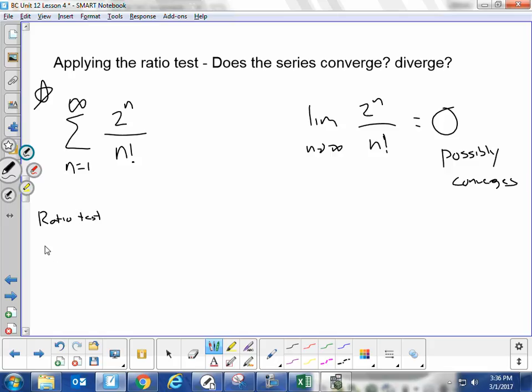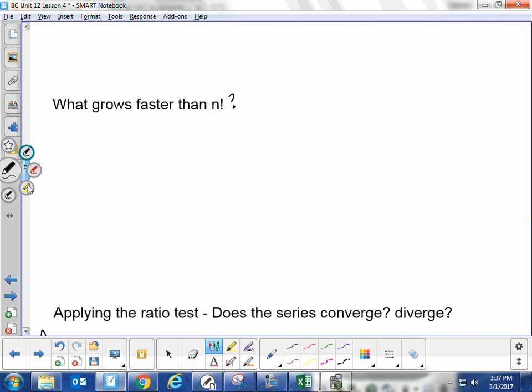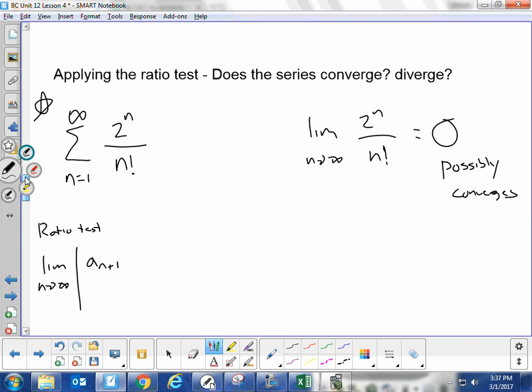We are going to see if the limit as n approaches infinity of the absolute value of a to the n plus 1 over a to the n, what that equals. If it's less than 1, we win. If it's greater than 1, we lose. If it equals 1, try the integral test, because this isn't going to work.